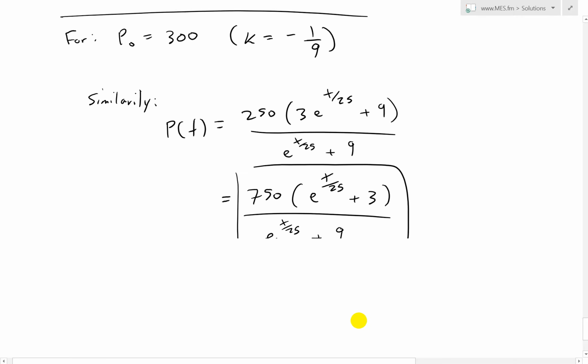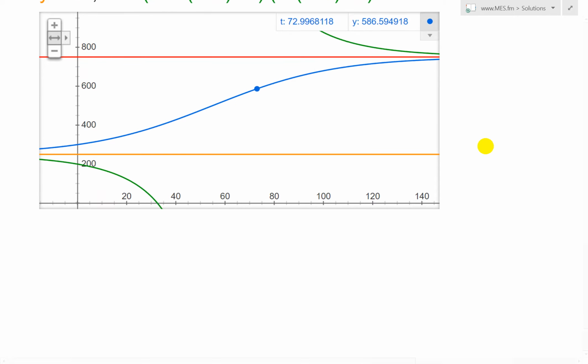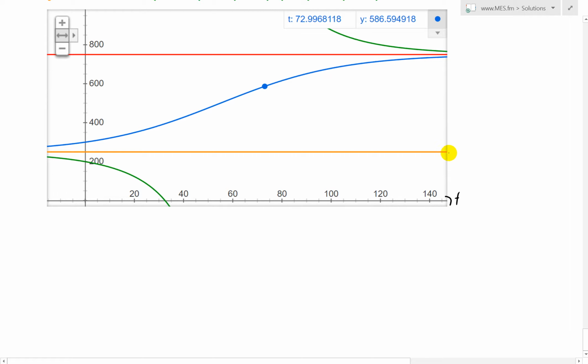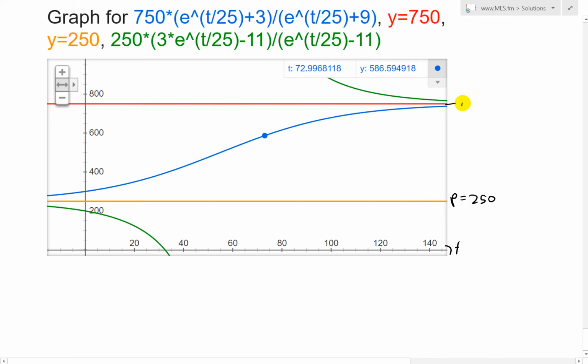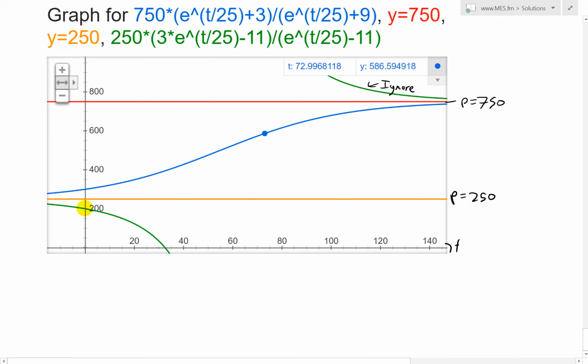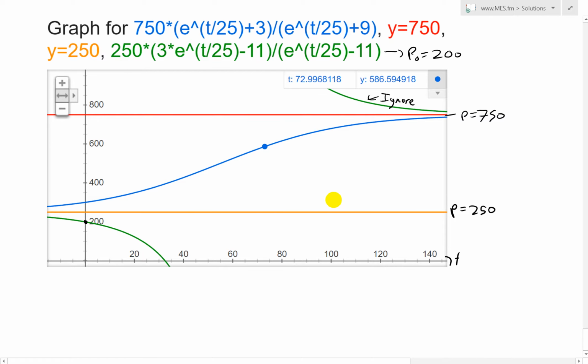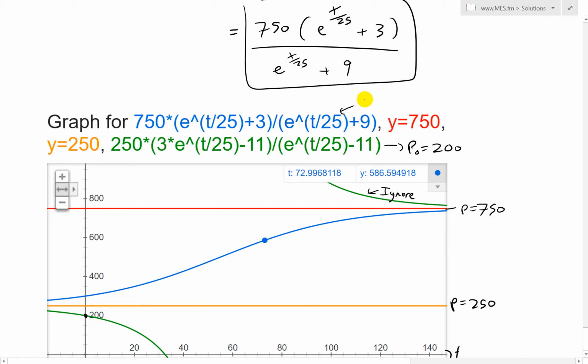So let's get back to here. And here I've copied and pasted that graph. So this is our t. This is at p equal to 250. This red line is p equals 750. These are the equilibrium solutions, and this one just ignore. That's just not a reasonable solution because the initial population is here. So this is p of 300. So the green is p0 equals 200, and then the blue is 300.